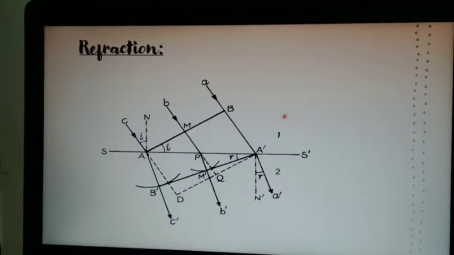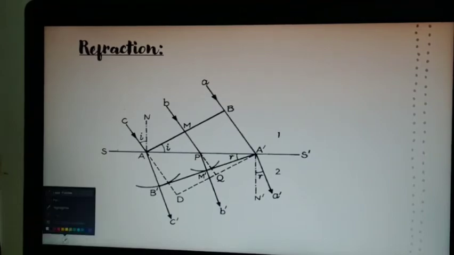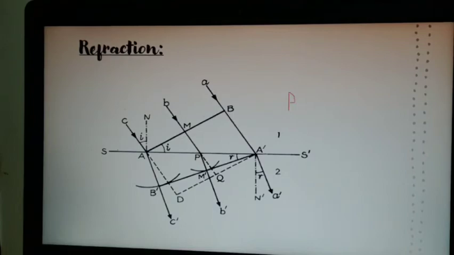And this is a rarer medium. First one is a rarer medium and the second one is a denser medium. This is a rarer medium and this is a denser medium. Okay, so from the light ray B, from the point B, light ray has to travel a distance BA dash with a velocity V1 in the first medium for a time T.